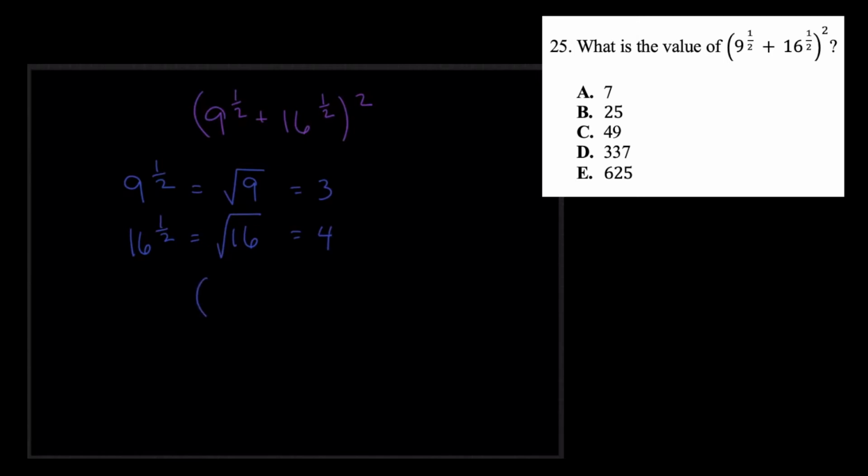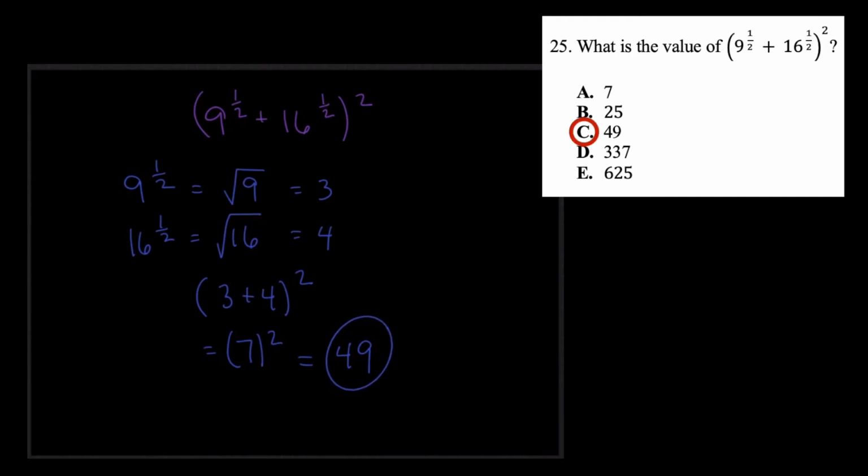So this problem then becomes 3 plus 4 squared. And then if you consider order of operations here, you need to complete the addition in parentheses first before you square it. So that becomes 3 plus 4 is 7. And 7 times 7 is 49. So the answer here is C, 49.